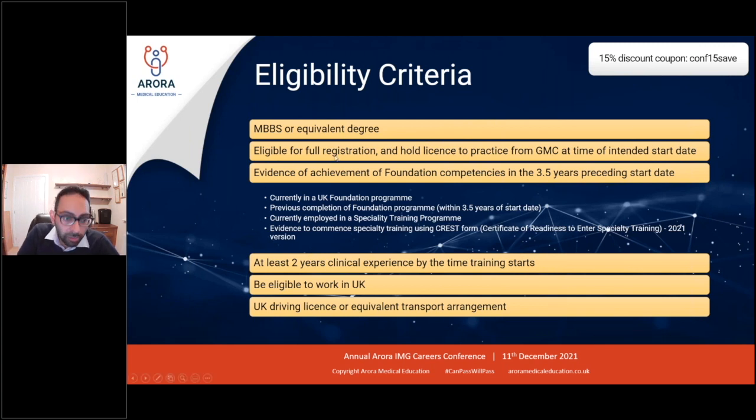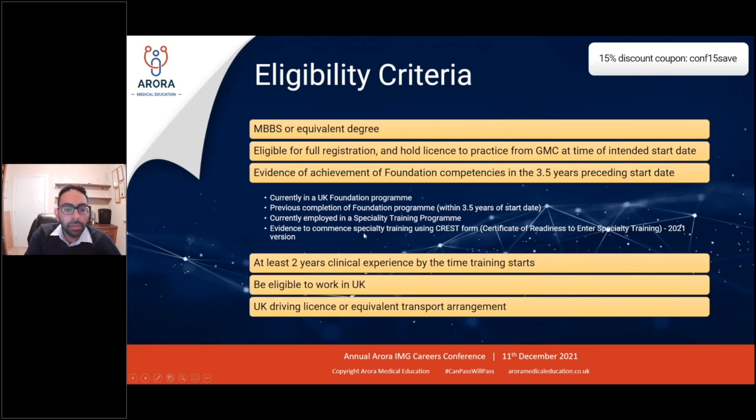MBBS or equivalent degree. You need to be eligible for full registration and hold license to practice from the GMC at the time of intended start date. So the next intended start date is August 22, and then it's February 23. I'll give you some dates in a second, but you need to have license to practice from that point.